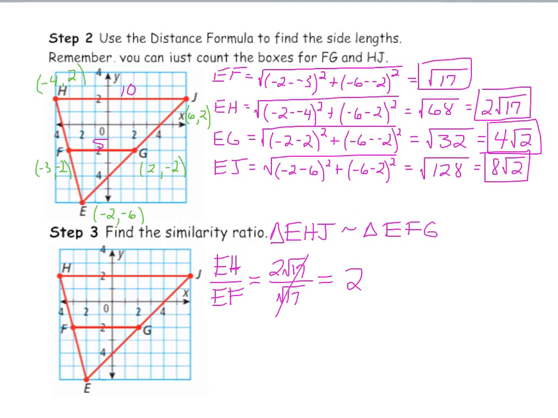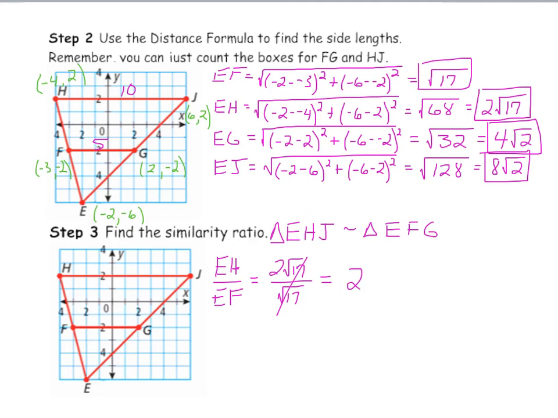And you can take a look at that and see. If you compared EJ to EG, you would get 8 square roots of 2 divided by 4 square roots of 2. The square roots of 2 would cancel, and you're left with 2 again. So our similarity ratio is indeed 2. So how does this help us out? Well, since all of my sides are proportional, because if I compared 10 to 5, that would have a similarity ratio of 2 also.